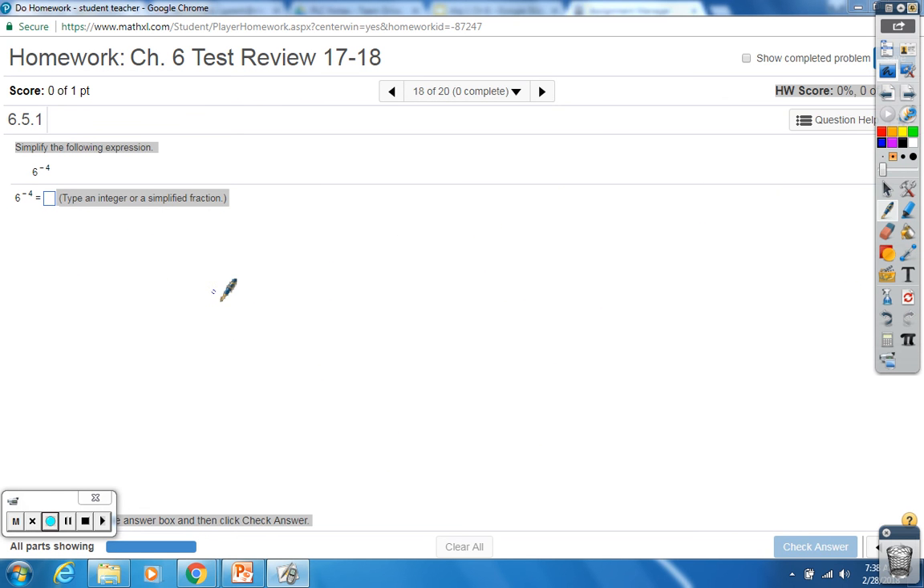Alright, so in this one we have 6 to the negative 4. The way we would deal with that is I would first make that negative exponent into a positive exponent. And the way we do that is that we change the side it's on of the fraction sign. So currently it's 6 to the negative 4 over 1.